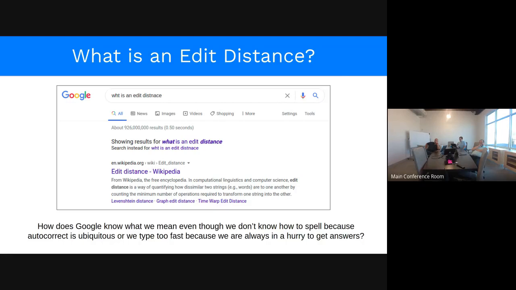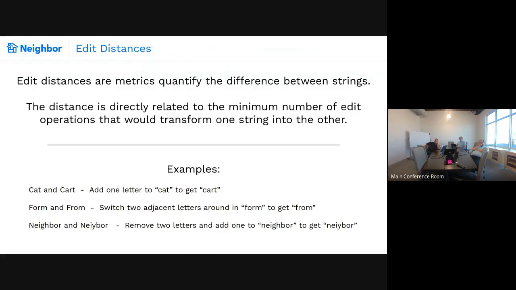And so at the bottom here, I've got some examples. Really, it's based off how many operations it would take to get one string to look like the other. So cat, if you just add an R, you get cart. So they're pretty similar. They're one edit operation apart. Form and from, which I do all the time, that's just a transposition of switching two adjacent letters around. And neighbor and neighbor, you have to remove two letters and add one. And so that's a little far off. So that might be confusing for people.